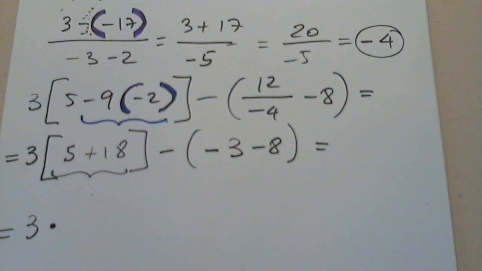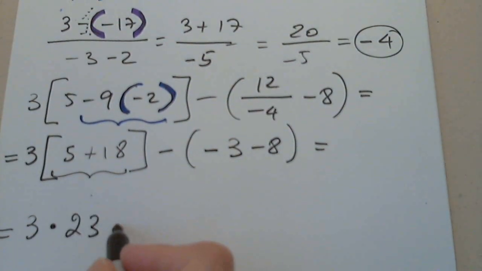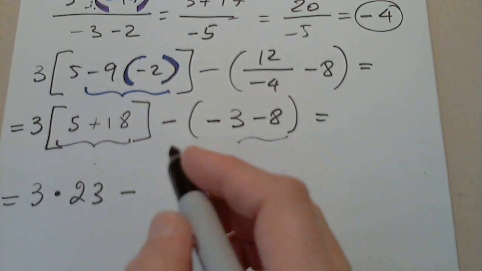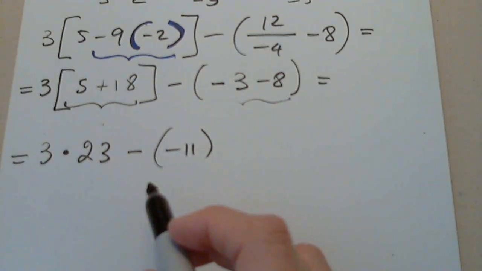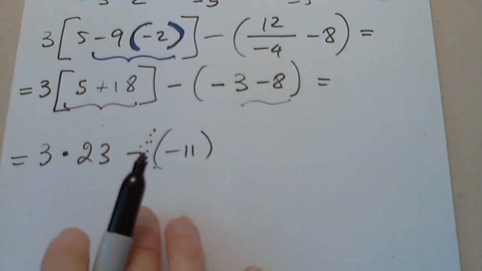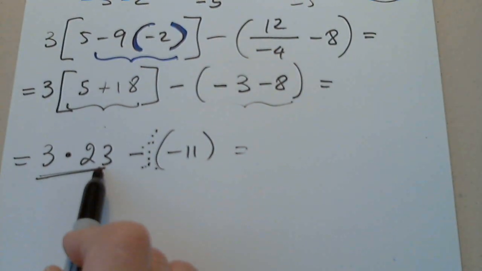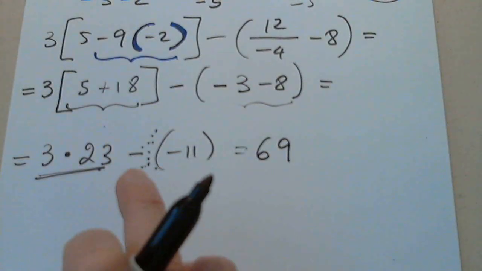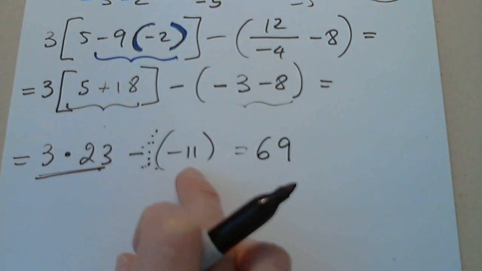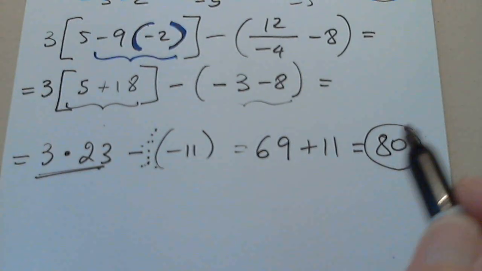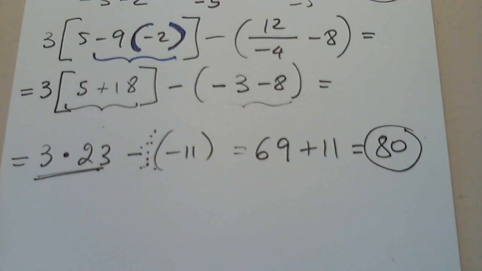So 5 plus 18 is, we know, 23 minus. Finally here, negative 11. Now remember, there is an imaginary negative 1 that needs to be multiplied by negative 11. And now I have to perform this operation. Now you will say negative times negative, or the opposite of a negative 11 is positive 11. And finally, we get 80. Do we all agree with the steps? Do you understand the steps? Were you able to follow? Okay.